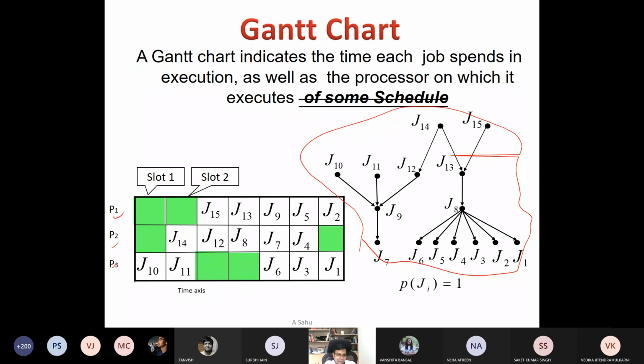Even this two-dimensional table, storing it is very difficult for more than 3000 or 4000 processors, and our number of tasks is very huge, maybe 10 million tasks and 3000 or 5000 processors. So sometimes we need to use a proper database, an Oracle kind of database or a MySQL database, to store the Gantt chart. But at least we should know what a Gantt chart is and how we represent it.